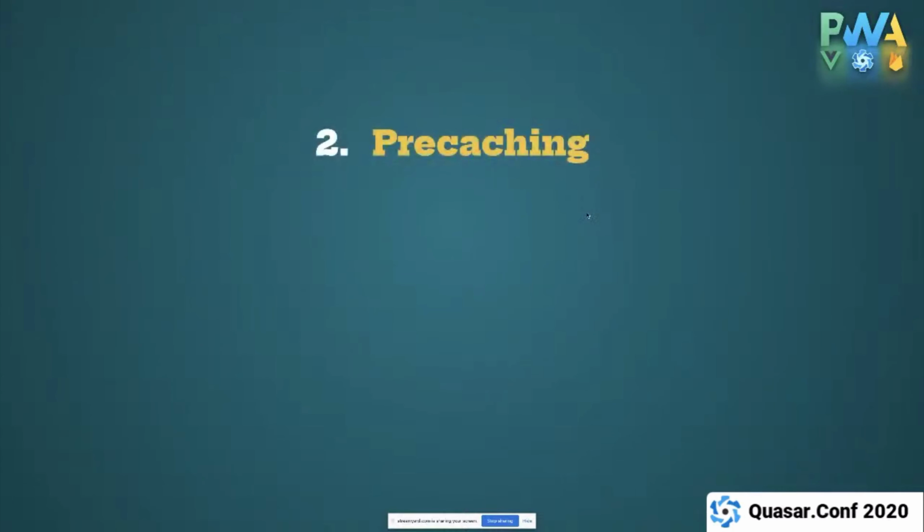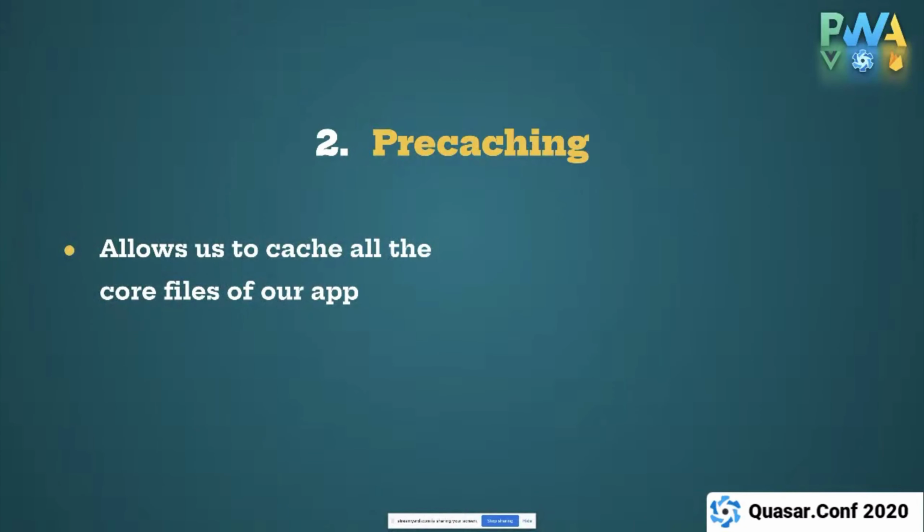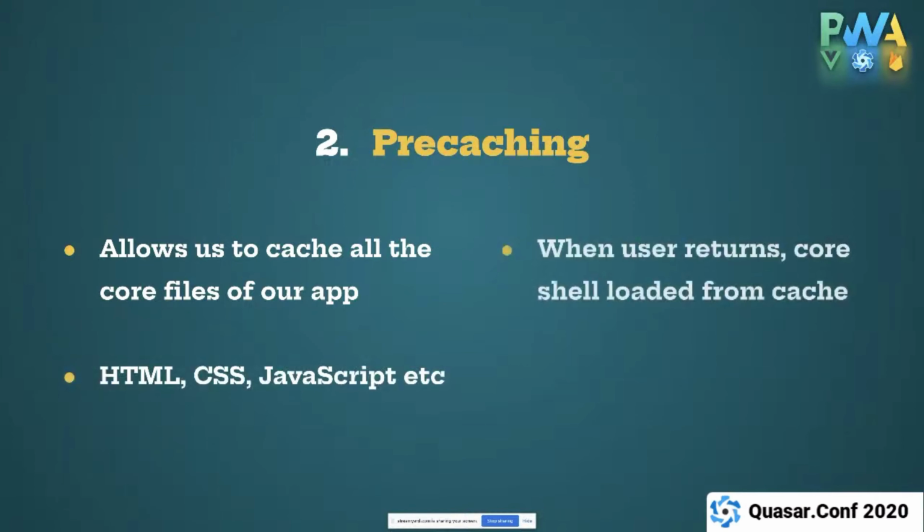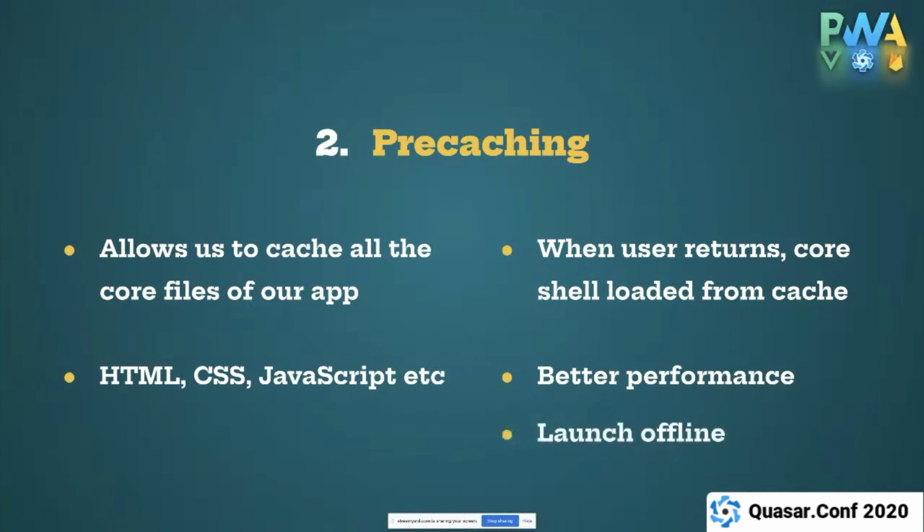pre-caching. So what is pre-caching? Well, it allows us to cache all the core files of our app the first time the user visits the app. So all of our core local files, so all of our HTML, CSS, JavaScript, images, whatever it is, we can store that in the user's browser cache so that the next time they visit the app, those resources will be loaded from their browser cache instead of from the network. And this means we get much better performance. It also means that we can launch the app offline because all of our core files have been stored in the browser. So it can even be launched without an internet connection.